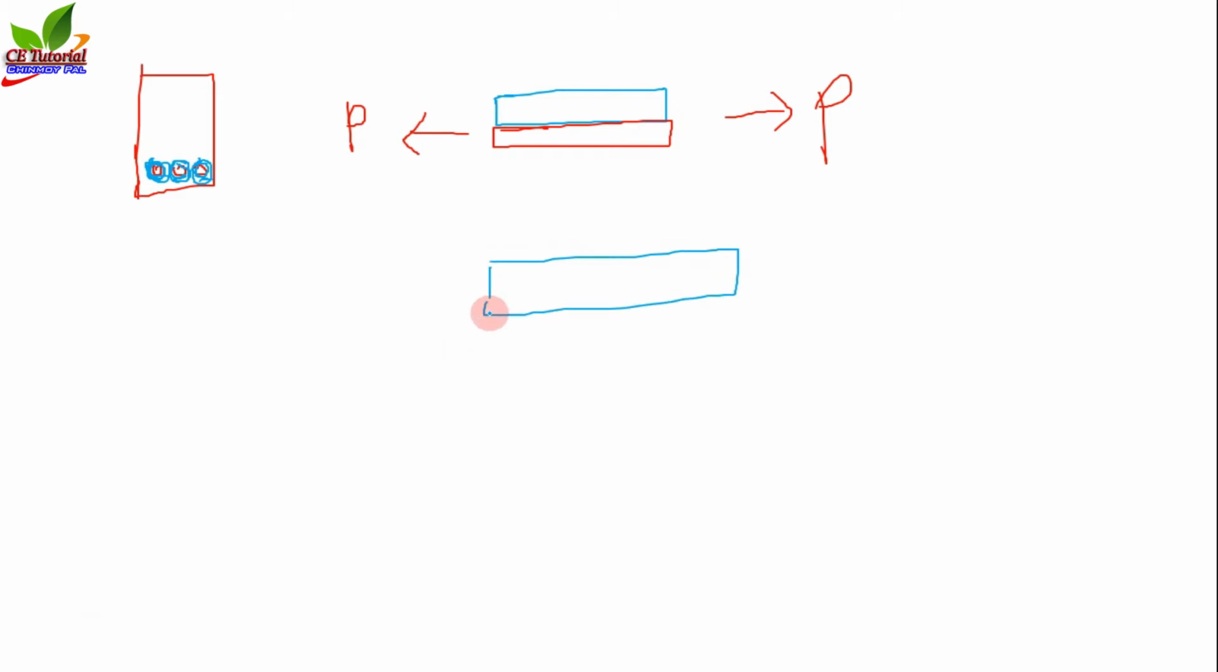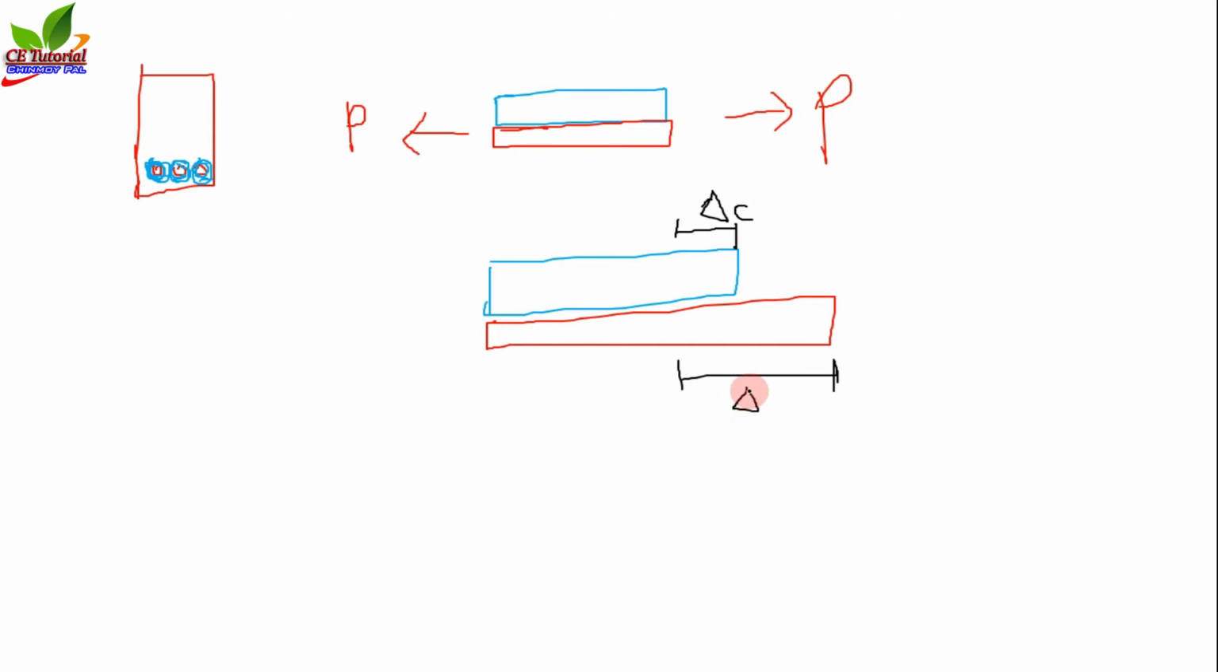So this will be the elongation of concrete, and suppose this will be the elongation of steel. Now you can see that this is the elongation of concrete, suppose delta C, and this is the elongation of steel, suppose delta S.